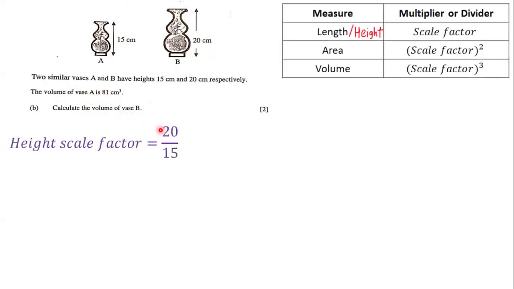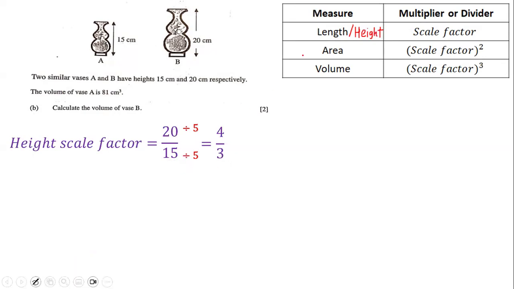Now, what's the first thing that we're going to do? Let's determine the height scale factor. The height scale factor is 20 over 15, and we get 4 over 3 by dividing the top by 5 and the bottom by 5. That is the height scale factor. Now we want to move from the height scale factor to the volume scale factor.